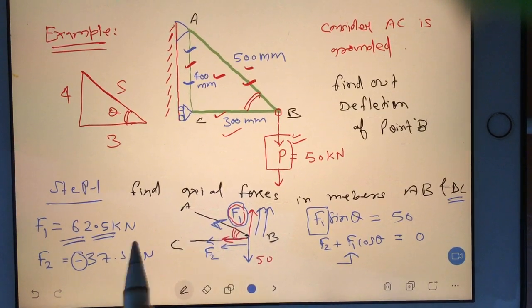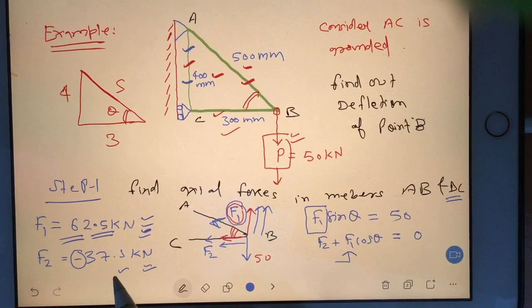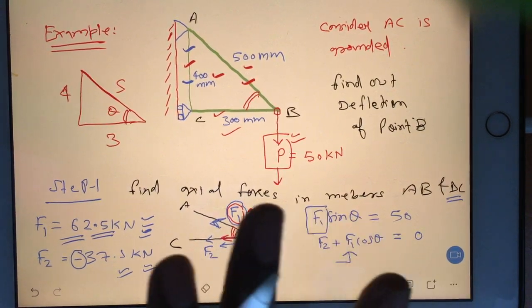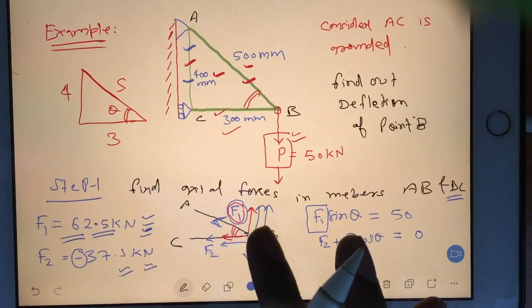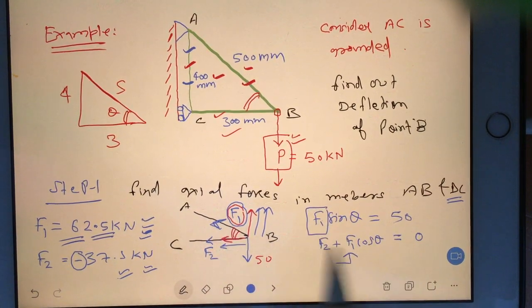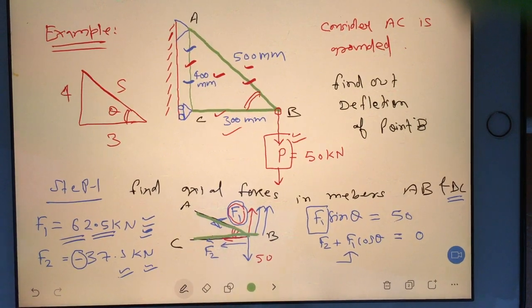Okay, so you got your F1 value and you got your F2 value. Once your F1 value and F2 value are known, almost work done. Now we have to find out the total strain energy in both the members. In which two members? In member AB and in member BC.